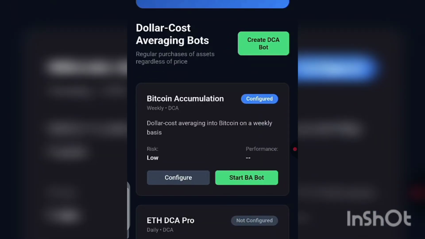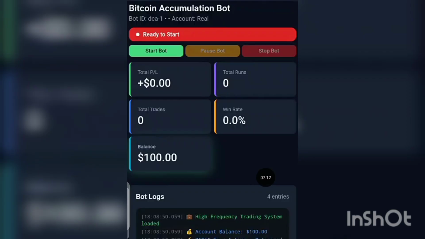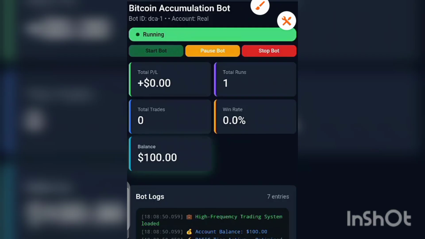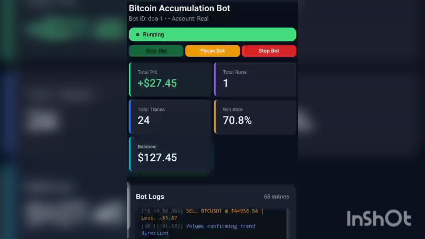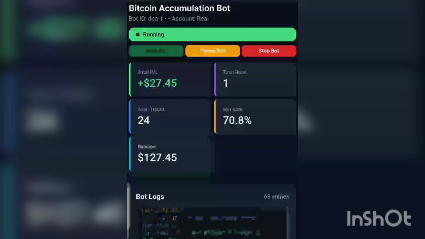So right now the next thing is for me to click start. Since I have configured it, once it has shown this, you click Start Bot. So this is exactly what you are going to be seeing. The next thing is for you to click Start Bot. It will start running on its own. So you can see the bot has actually started running very perfectly.